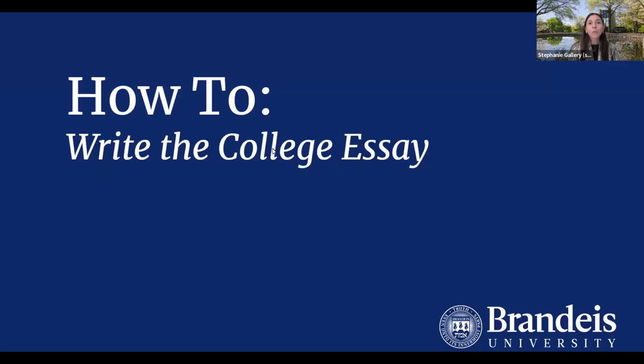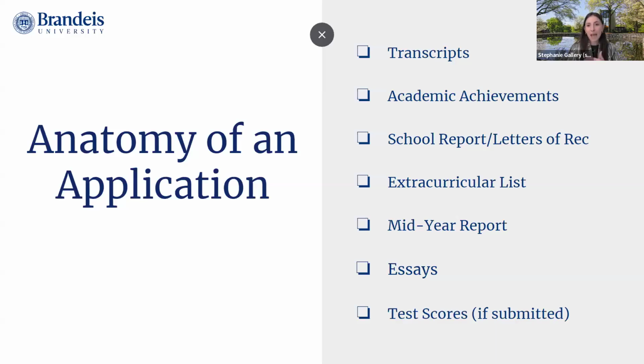So to kick things off, we always like to talk a bit about the anatomy of an application. We see every piece of your application as being an opportunity to complement each other. As we look through here, you'll see we've got your academic achievements and your transcript. How have you performed academically? Of course, colleges want to know that you will be successful in the classroom on our campuses. You'll see the school report and letters of recommendation. Those are two documents that are submitted from your high school. Your school report is telling us a bit about what's offered at your high school, how many students, things of that nature, while your letters of recommendation are coming from typically teachers of core academic subjects and your school counselor.